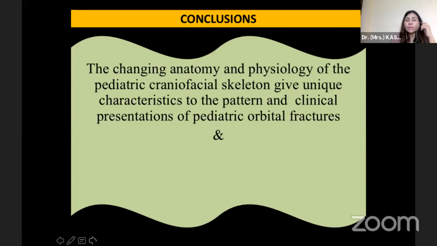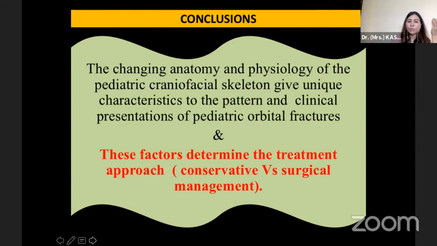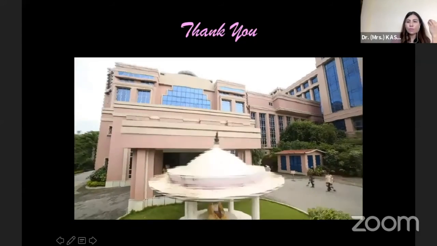So to conclude, the changing anatomy and physiology of the pediatric craniofacial skeleton give unique characteristics to the pattern and the clinical presentation of pediatric orbital fracture. And these factors really determine the management, whether we should go conservative or we should go for surgical. Thank you very much for your patient hearing.